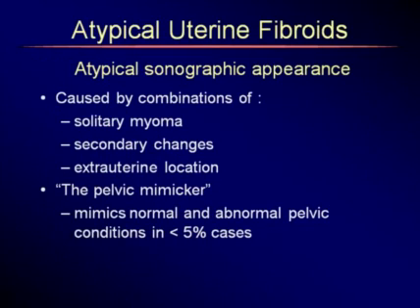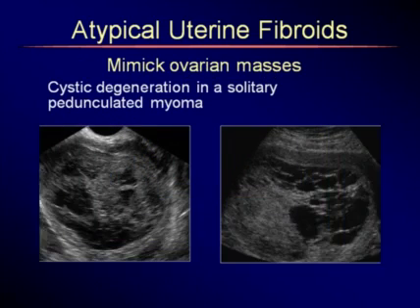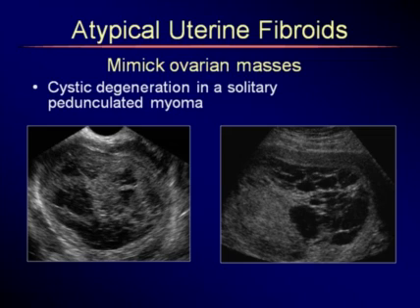Now, take the solitary myoma, mix up some secondary changes, and make it pedunculated. Now you have a setup for some very atypical sonographic appearances. And that's why fibroids have been called the pelvic mimicker, because they can mimic normal or abnormal pelvic conditions in up to 5% of cases. So let's look at some of these atypical presentations that we should be aware of.